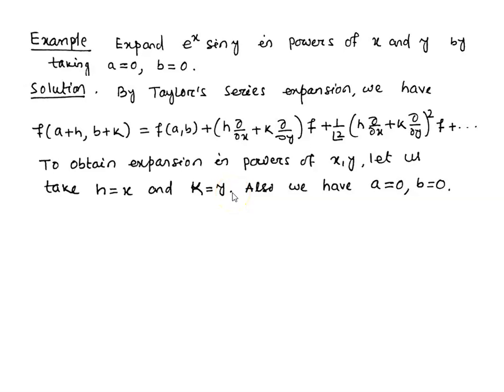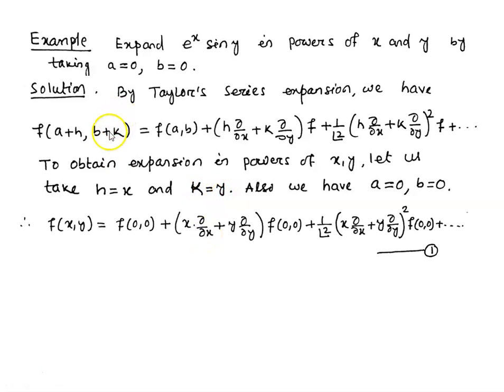Because in the previous slide we have seen that to get an expansion in the powers of x minus a and y minus b, we have to assume h as x minus a and k as y minus b. Because we have taken here a as 0 and b as 0, x minus 0 means h is x and k is y.